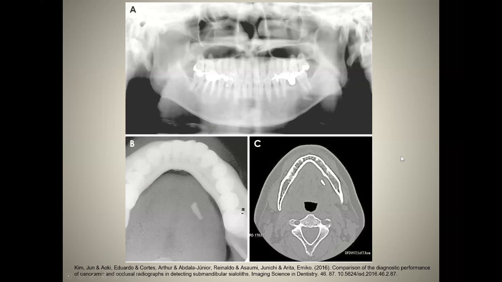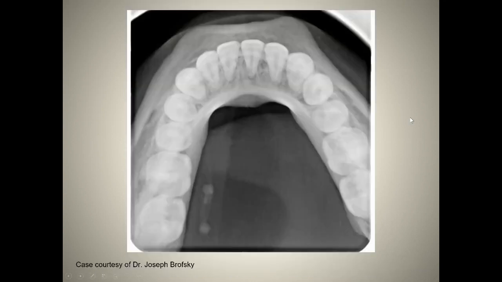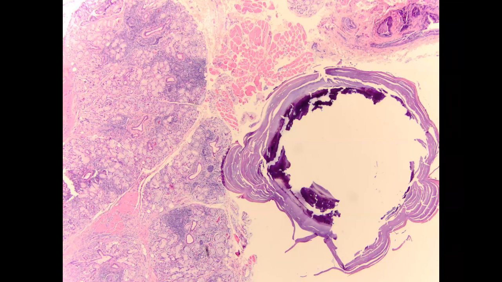And here's an example of what I was speaking to about, a radio-opacity in the mandible. If you're not careful, you might think that this radio-opacity is within the body of the mandible itself. But if you do an occlusal radiograph or a CT, you can appreciate that the sialolith is clearly not within the mandible, but is separate and is within the submandibular duct, which is what we expect. Here is another case of a submandibular sialolith that I have seen at our hospital. This is what a sialolith looks like clinically.